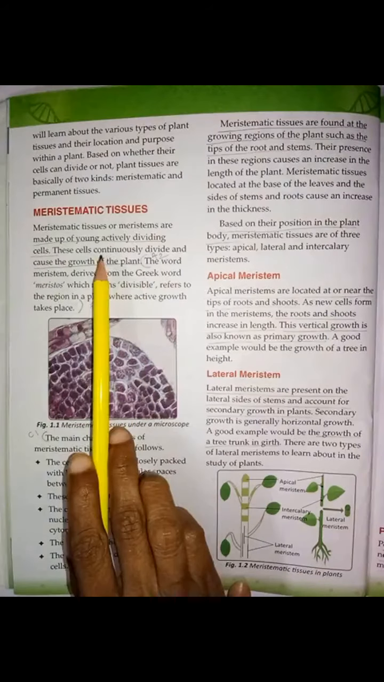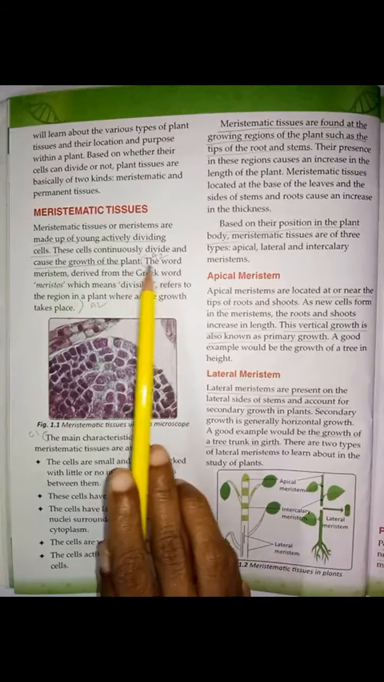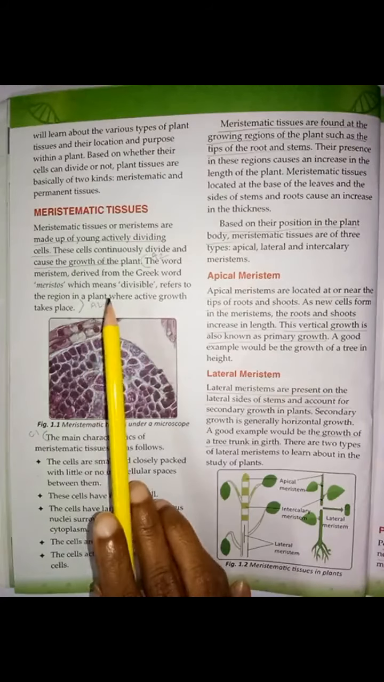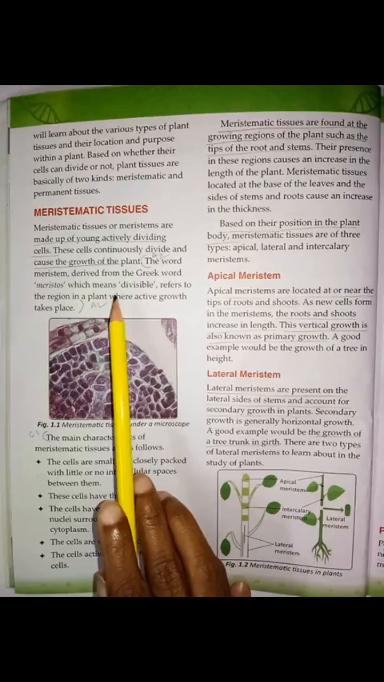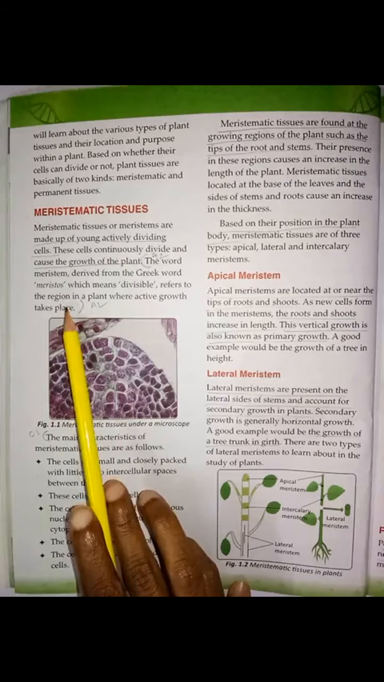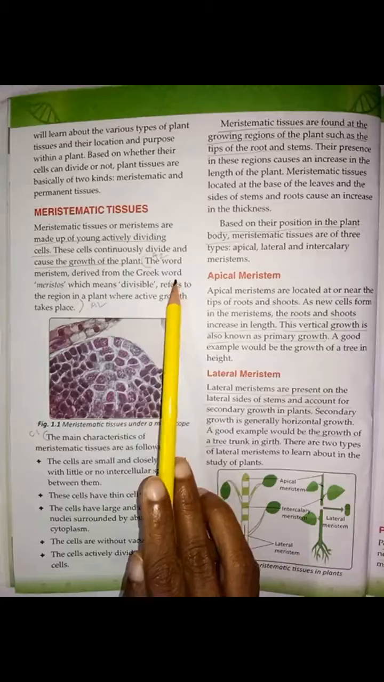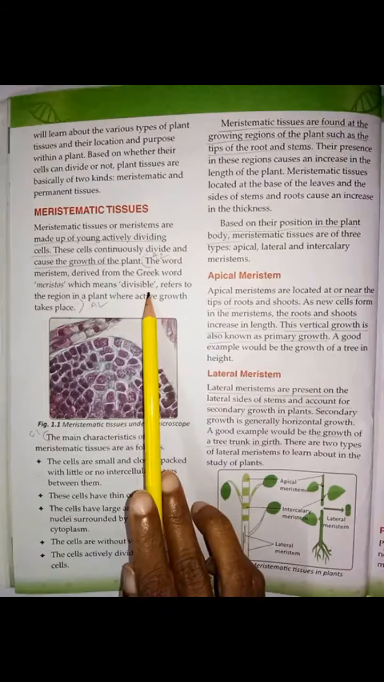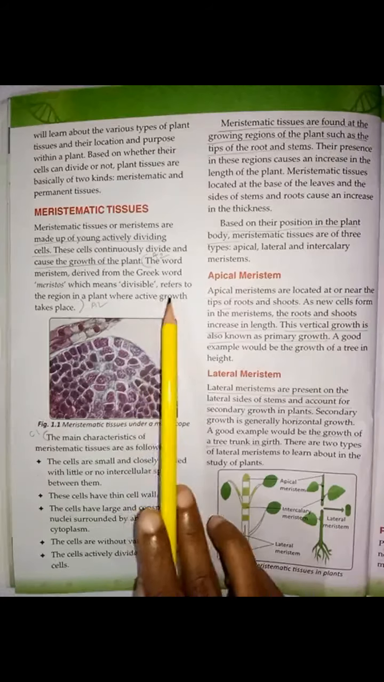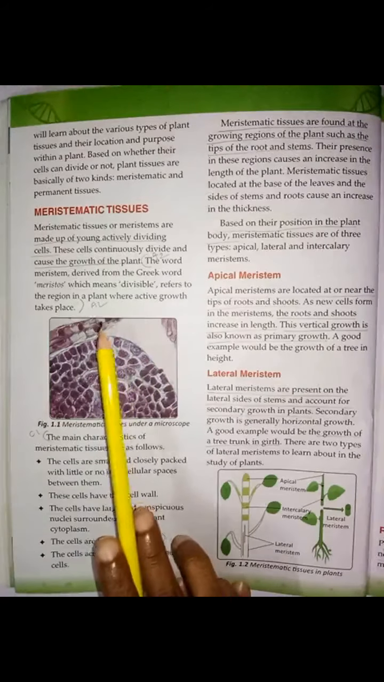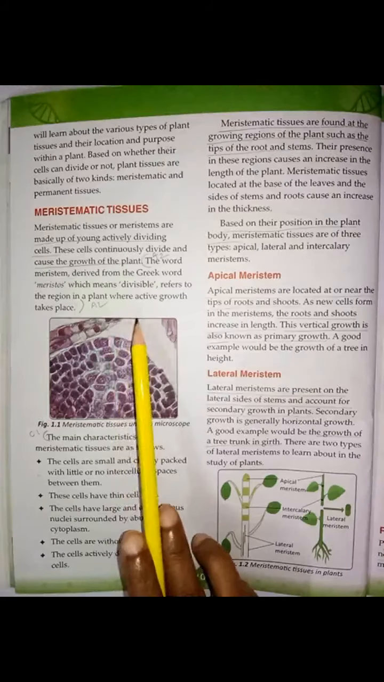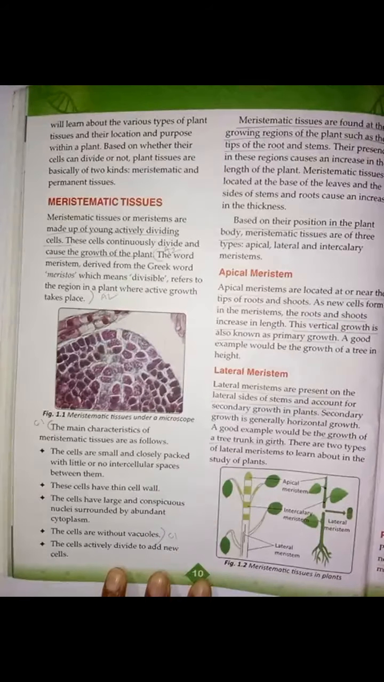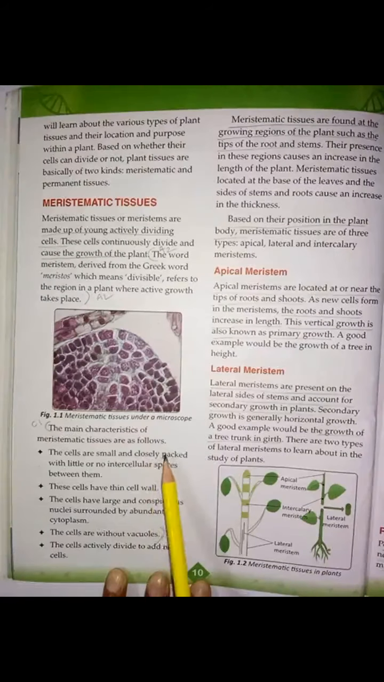Meristematic tissue. Meristematic tissues are made up of young actively dividing cells. That is, children, their cells can continuously divide and which finally results in the growth of the plant. Now this word meristem is derived from the Greek word meristos, and meristos means divisible. So we can say that meristematic tissues are the tissues which continuously divide and which results in active growth of the plant.